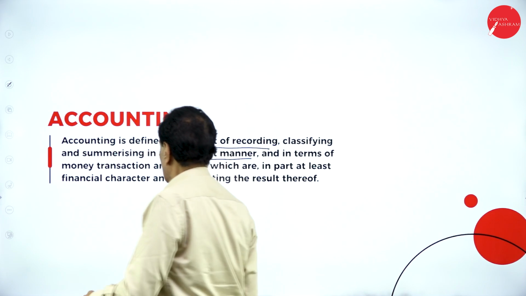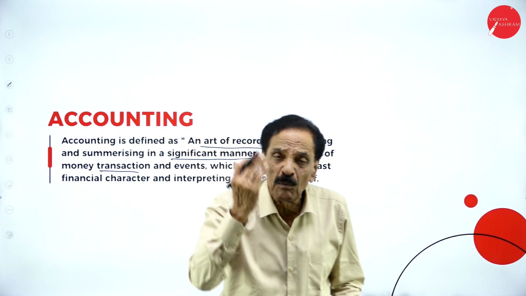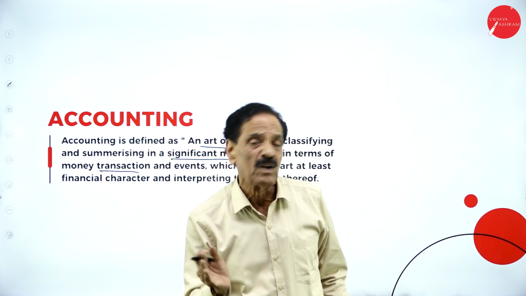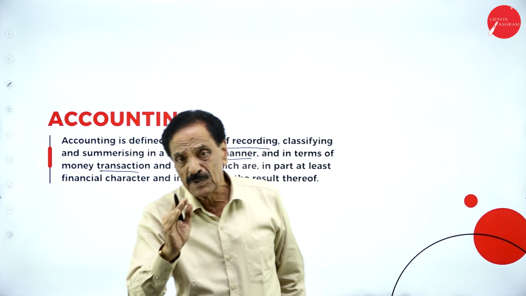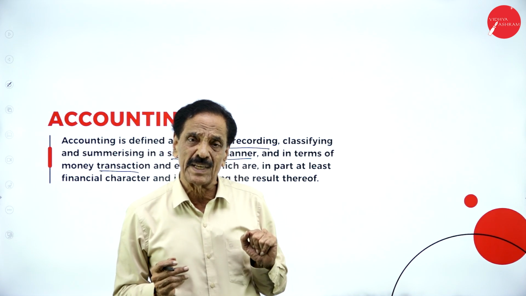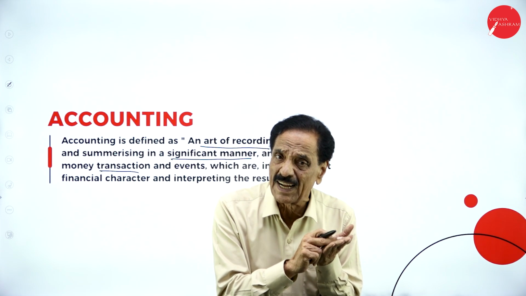So, what is this transaction? Transaction means transfer of property from one person to another person. What is transaction? Transfer of property from one person to another person is a transaction. There are two types of transaction: one is called cash transaction and the other is called credit transaction.